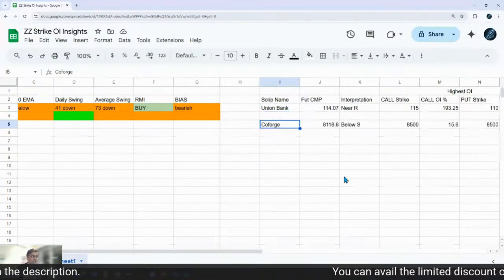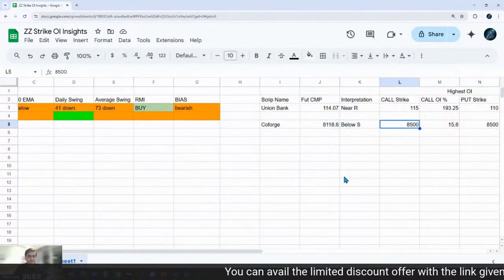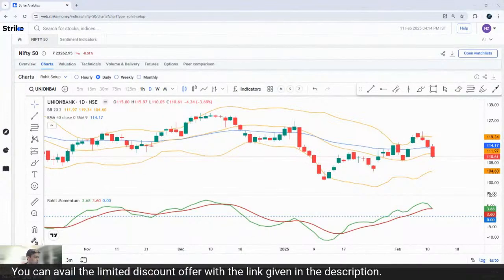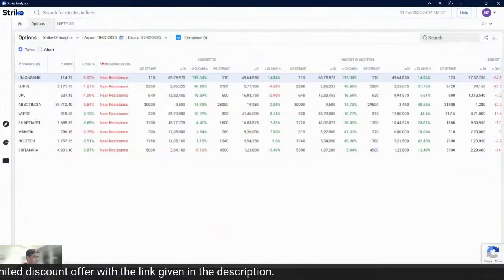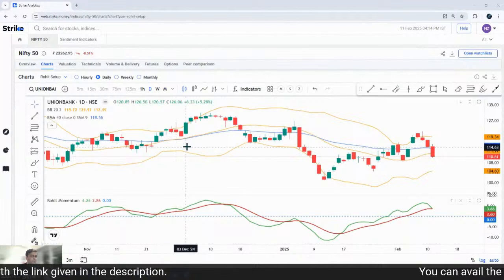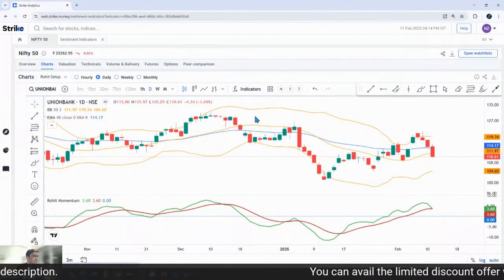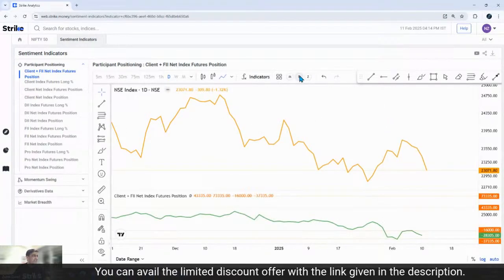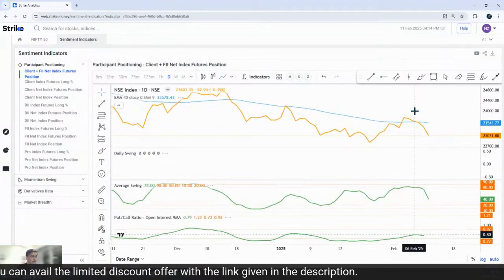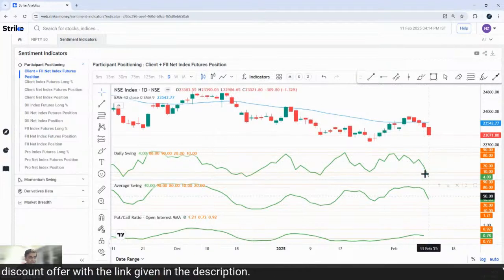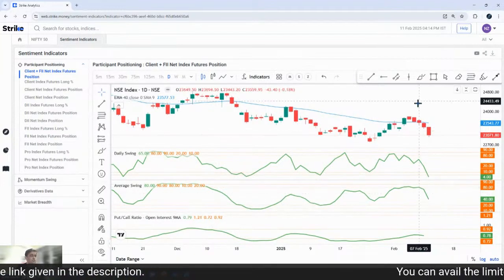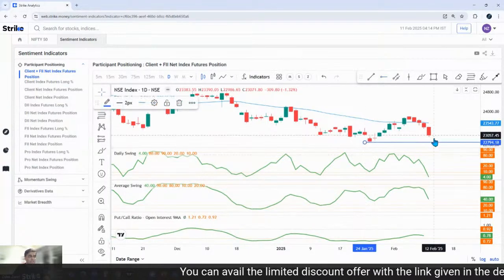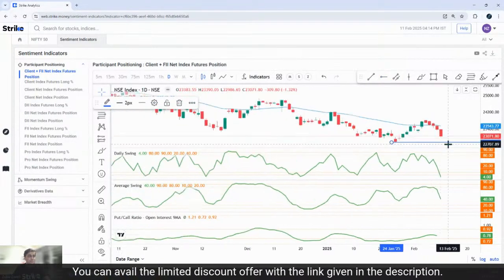Similarly, Coforge has gone below the support level. Let me help you analyze Coforge once. So today, what has happened? Again, when we are looking at sentiment indicators, the short term indications are bearish. RMI has also given a sell mode, so we can expect that Nifty can come down, maybe to this particular support level as well.